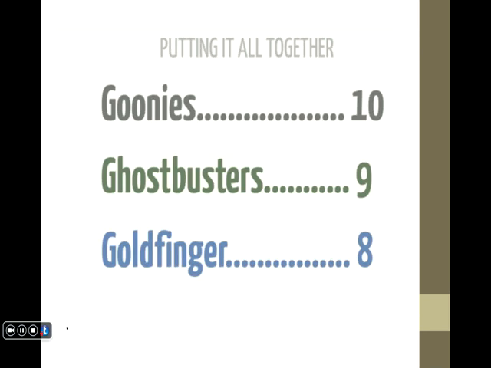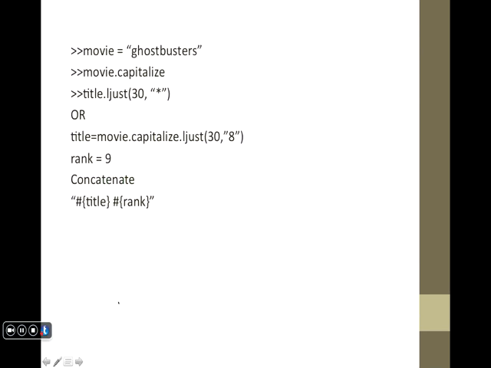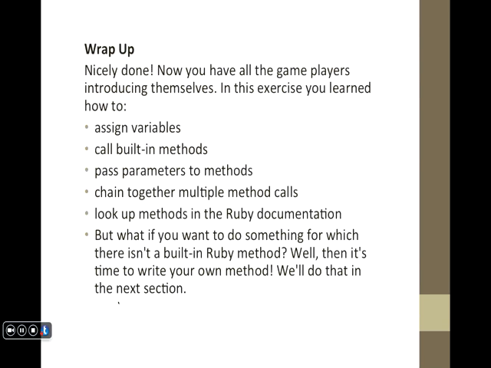Okay, so what did we do today? What did we learn? Okay, we were able to assign variables. We called the built-in methods. We passed parameters to methods. We were able to chain together multiple method calls. We used the lookup tool for Ruby documentation, the RI.